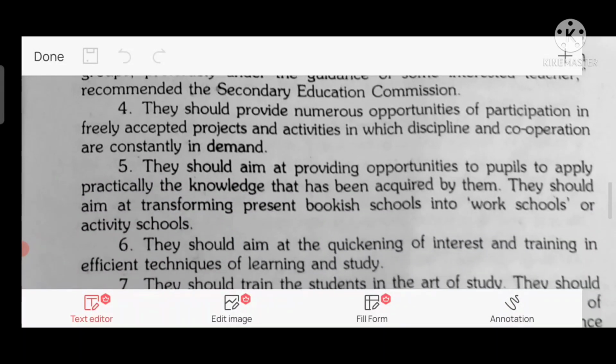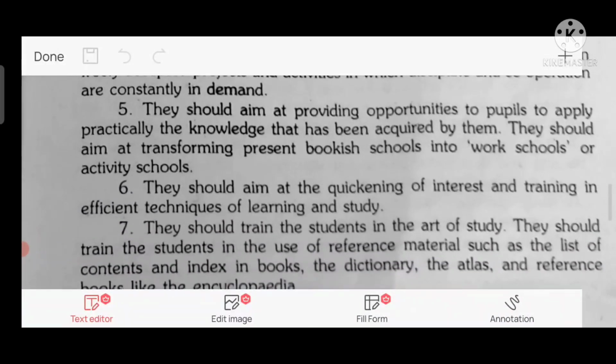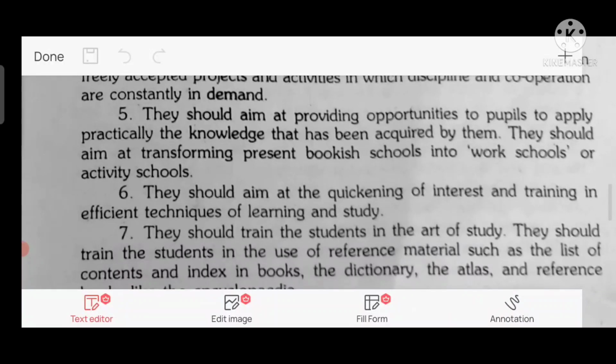Point number 4, they should provide numerous opportunities of participation in freely accepted projects and activities in which discipline and cooperation are constantly in demand. Point number 5, they should aim at providing opportunities to pupils to apply practically the knowledge that has been acquired by them.